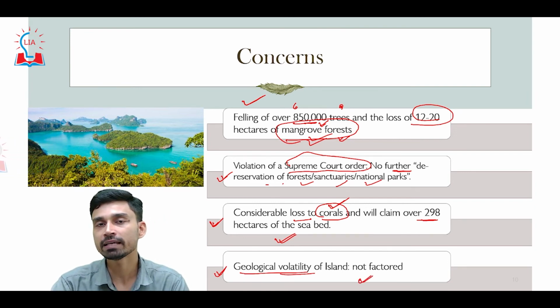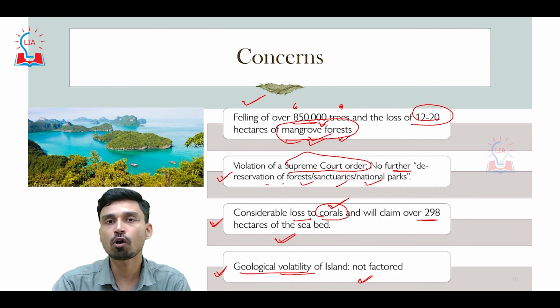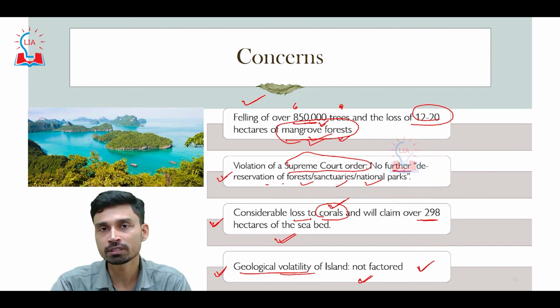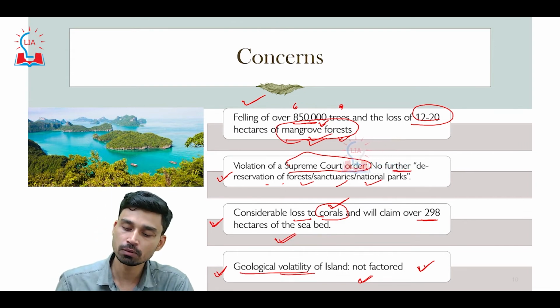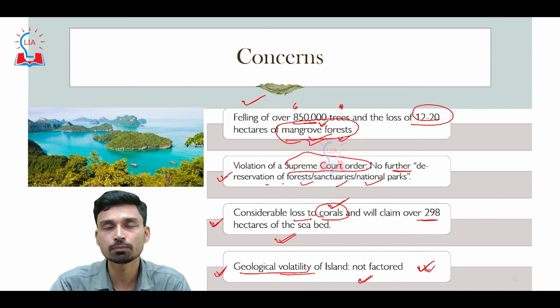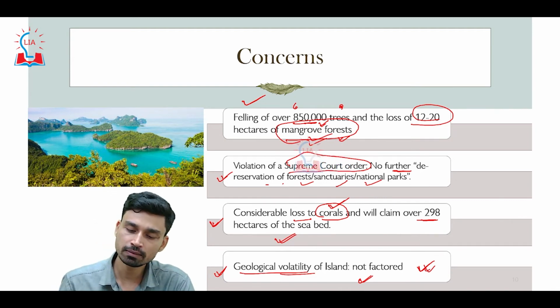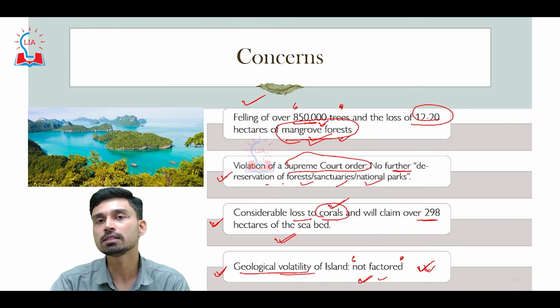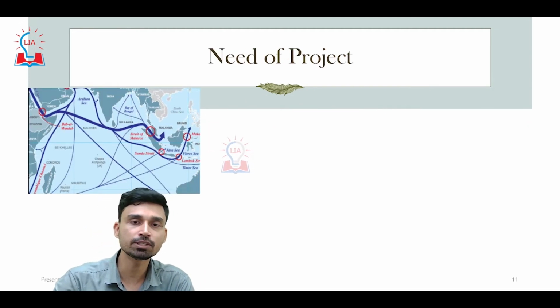An example is that, as we have just discussed, in the year 2004 a gigantic 8-meter tsunami wave struck this island and caused the complete washing out of the southernmost point, Indira Point, that was located on this particular island. So obviously we cannot say with 100% guarantee that this kind of incident will not occur in the future. And if such an incident occurs in the future, the damage to the infrastructure created in the project will be humongous, and that is something that has not been taken into consideration in this particular project. So these are the few concerns that have been raised by the environmentalists.